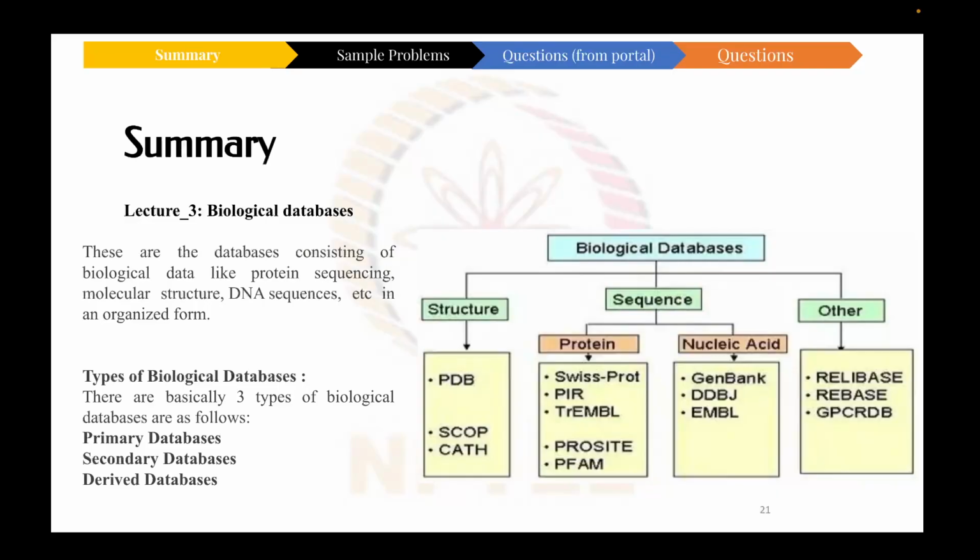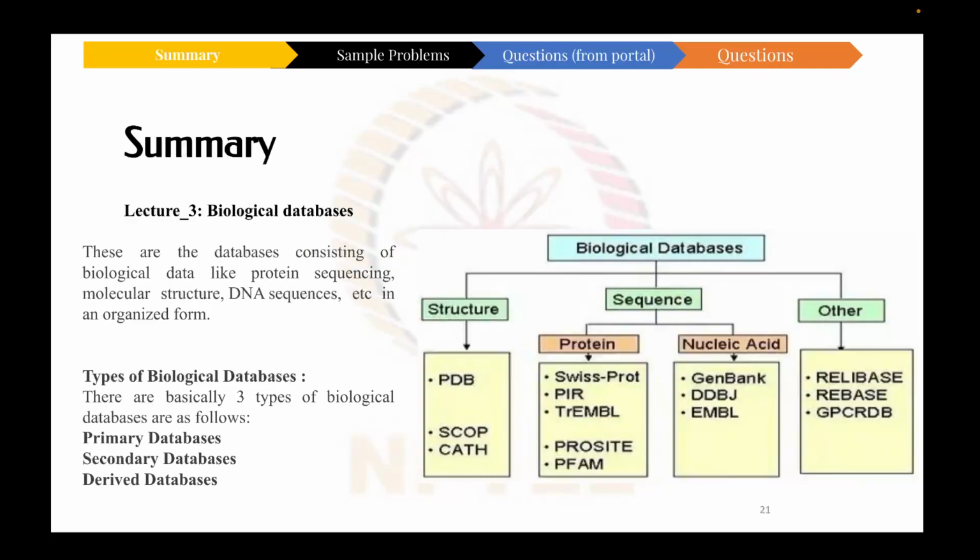Then we have clinical and disease related databases as well, such as ClinVar. So this ClinVar database will have information about clinically relevant genetic variations and their associations with human health or diseases. So this database helps to understand the interpretation of genetic variants in the context of clinical relevance and diseases.